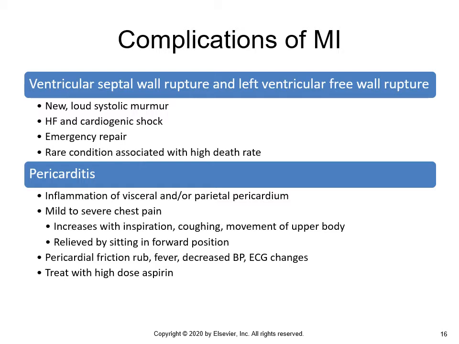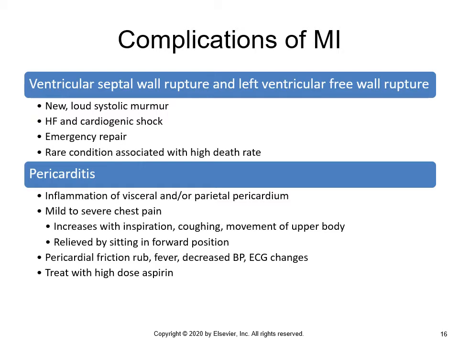Diagnosis of pericarditis can be made with the 12-lead EKG. Typical EKG changes include diffuse ST segment elevations in many leads, unlike a STEMI, where the ST segment elevations occur in the leads facing the infarcted wall. This reflects the inflammation of the pericardium. Treatment includes pain relief with high doses of aspirin.